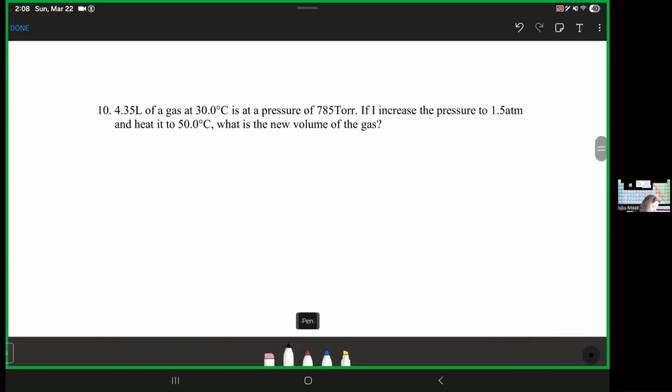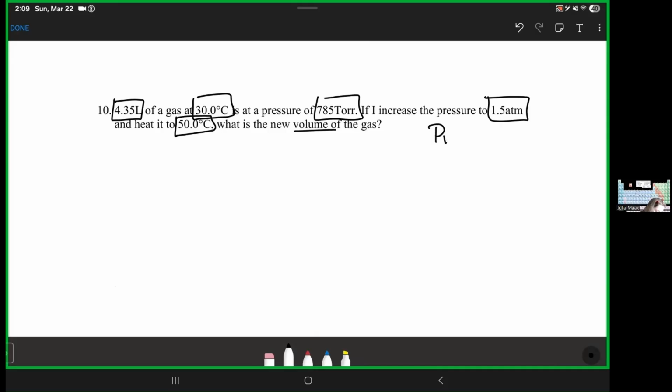Okay, let's do another quick one of those. So I've been given a volume, a temperature, and a pressure. I've been given another pressure, another temperature, and asked about the volume. Okay, so we've been given 2 temperatures, 2 pressures. No moles were mentioned, so I'm going to leave moles out. Okay, so my P1, V1, T1, P2, V2, T2.